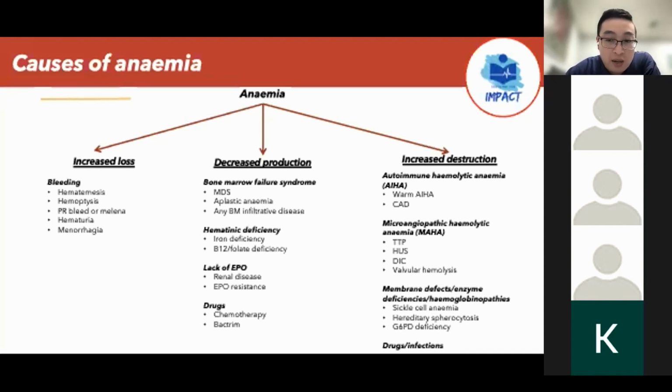In contrast to TTP, which is a medical emergency, HUS is a self-limiting illness that's managed by supportive care. If the patient is very anemic, you can give red blood cell transfusions, but mainly it's IV fluids to treat the AKI. Because it's so difficult to distinguish between HUS and TTP, if you have a patient presenting with MAHA, thrombocytopenia, and AKI, we treat it as though it is TTP.